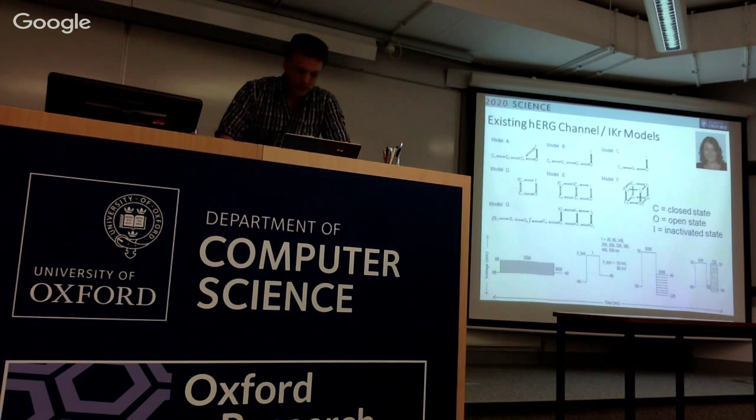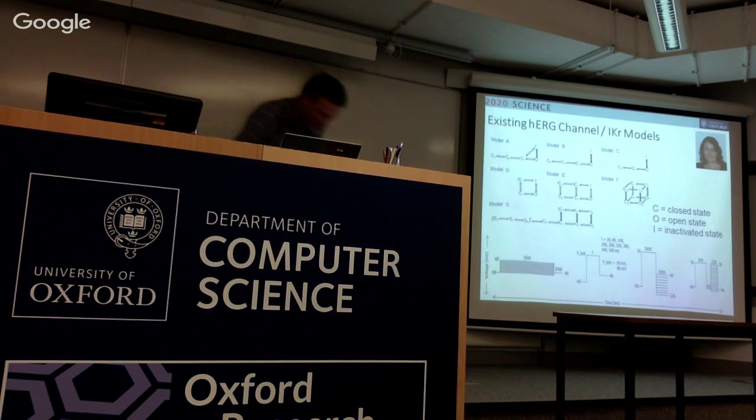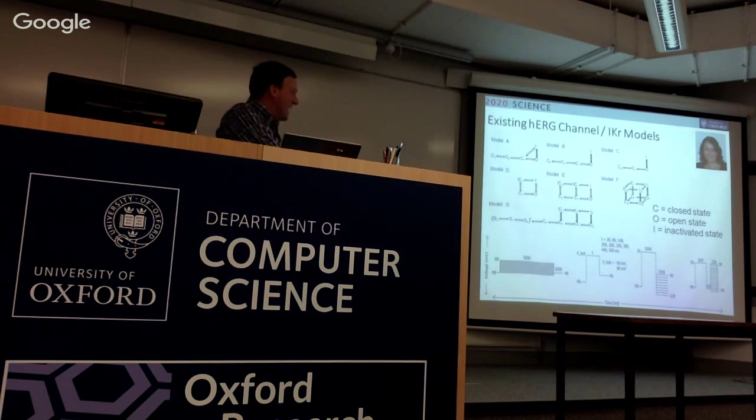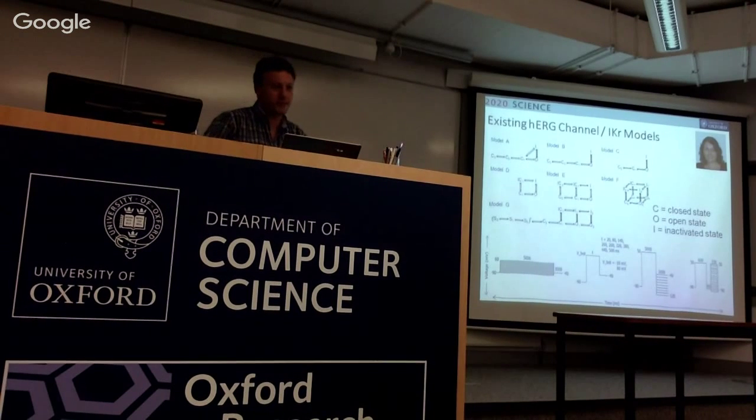So let's talk a bit more about Kylie's project. Kylie just got a PhD on all this stuff. And this is a bit more complicated. So now we're saying we're not even sure what the right model is for the hERG channel, the IKr channel. All these structures up at the top are published Markov model structures for IKr. So which is the right one? How do you put all the parameters on all the rate transitions?